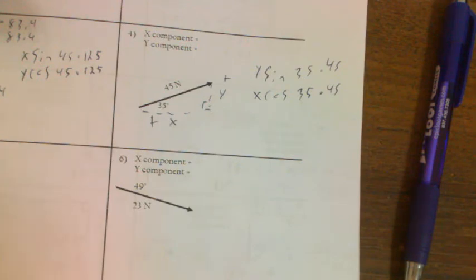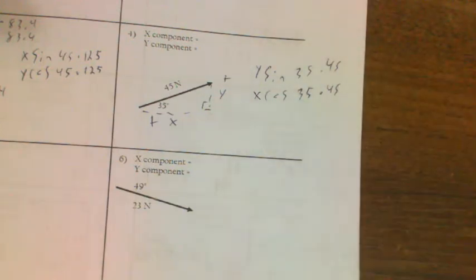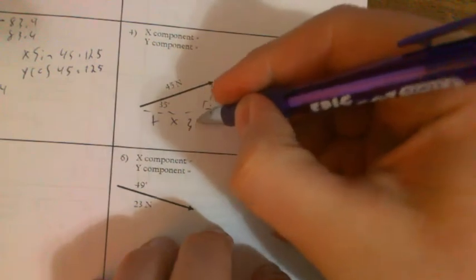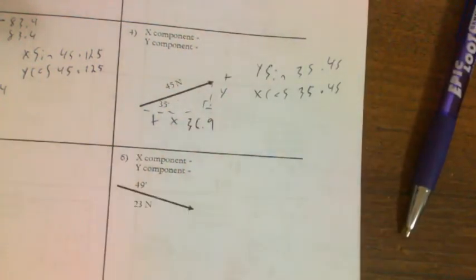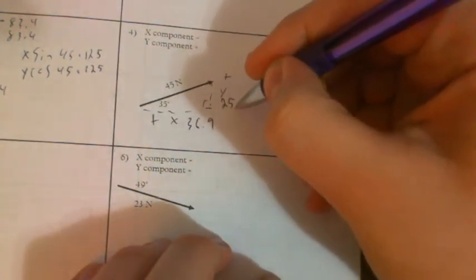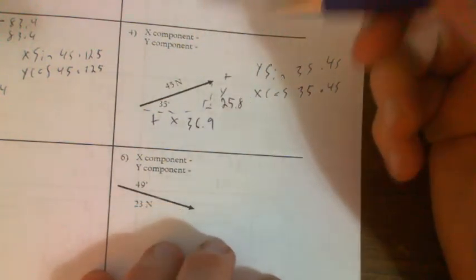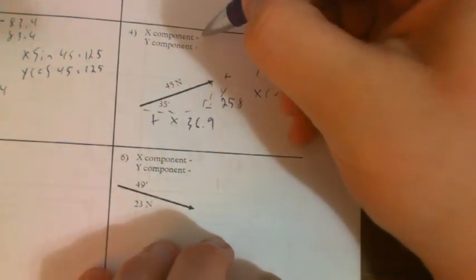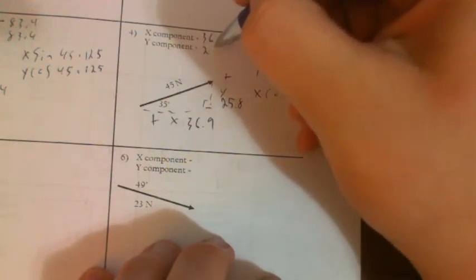Alright, cosine of 35 degrees is 0.82 times 45 is going to give me 36.9. So this is 36.9. We can then take the sine of 35 degrees times 45 equals 25.8. So our x component is positive 36.9, and our y component is positive 25.8. Easy.